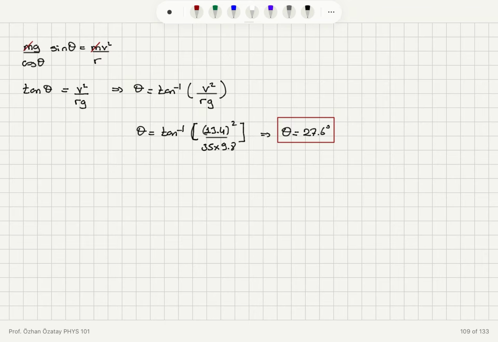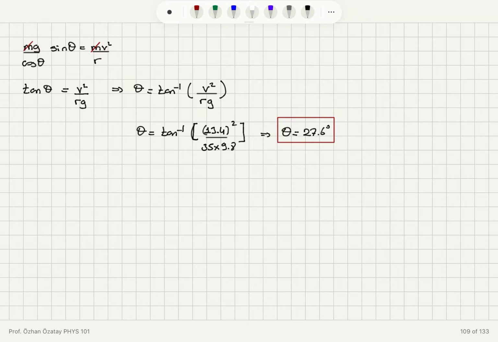Okay, let's move on to the next example. Once again, we have another modification on this problem. A car rounds a banked curve as in the previous example. So we have this angle theta, we have the banked curve. The radius of curvature of the road is capital R, the banking angle is theta, and the coefficient of static friction is mu s. So we have both the tilt angle and the friction acting in this case.